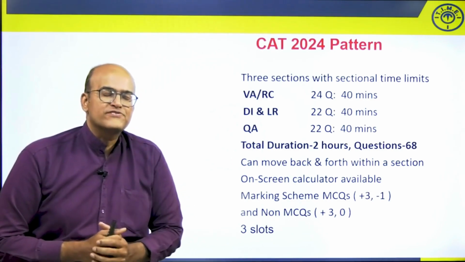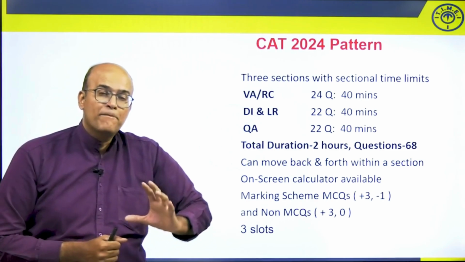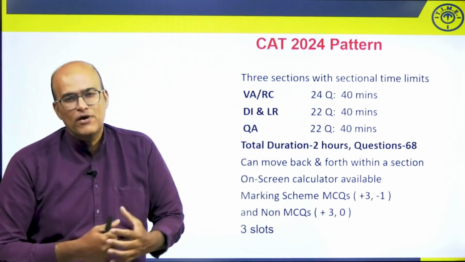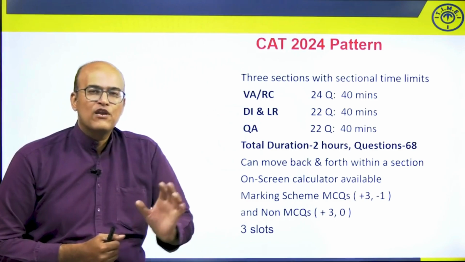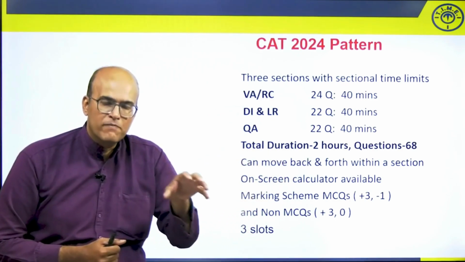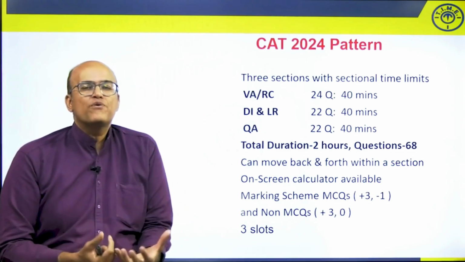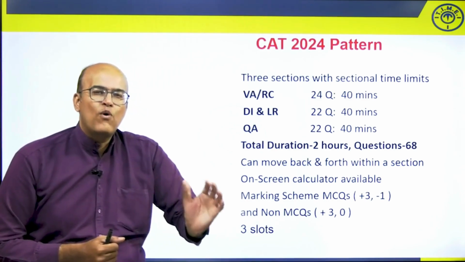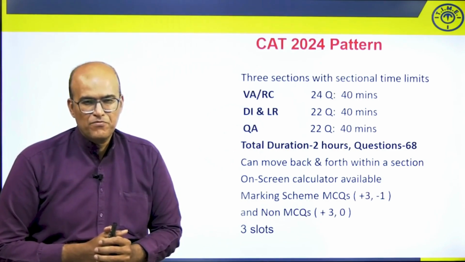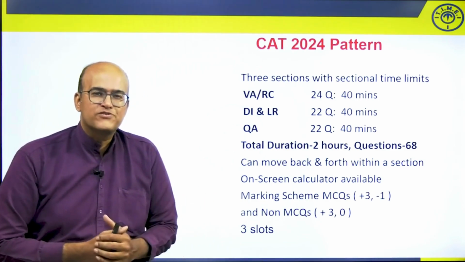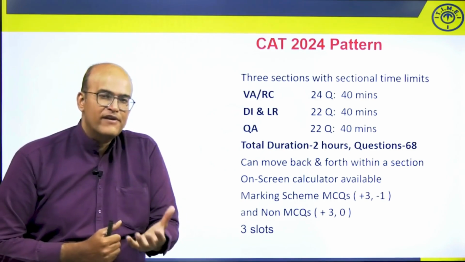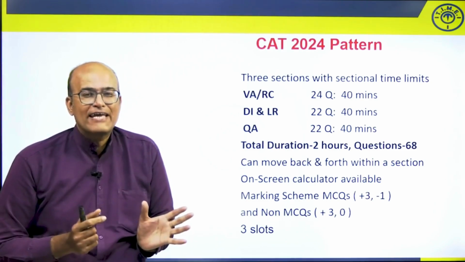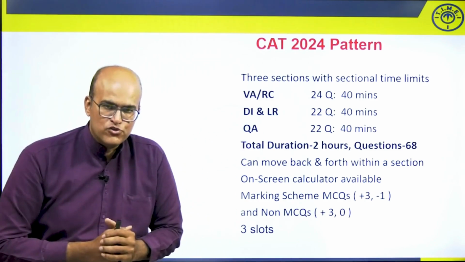There are 2 types of questions that appear in the examination. While the majority of the questions are those that have 4 options, they are called multiple choice questions. Some questions will not have options, they are called non-multiple choice questions. For MCQ questions, if you get it right, 3 marks are awarded, and if you do it wrongly, 1 mark will be deducted. Whereas non-multiple choice questions do not have any negative marking. If you get it right, 3 marks. If you get it wrong, 0 marks are awarded. Interestingly, in CAT, an on-screen calculator is also provided.